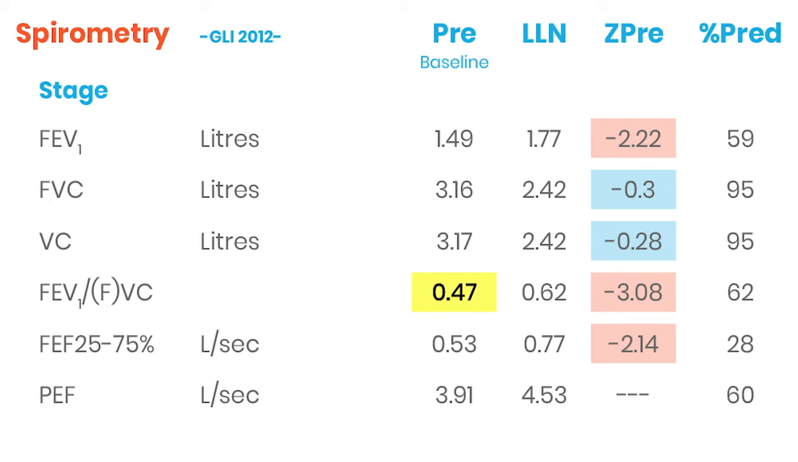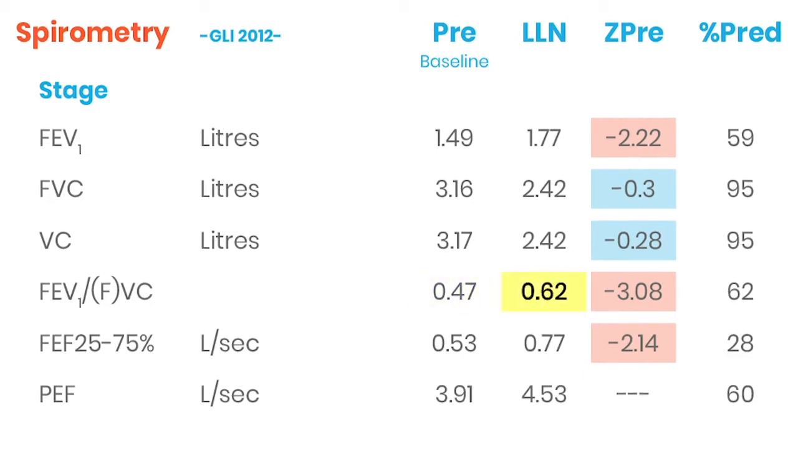In the next column we have the lower limit for normal, where we can see for this patient it's 0.62. However, not all tests will give us a lower limit for normal, so we can assume that this is abnormal if it's less than 0.7. So this patient, based on that one number, 0.47, we know that there is airflow obstruction. So if that's really the only number we look at, we've actually got quite a lot of value out of that test.